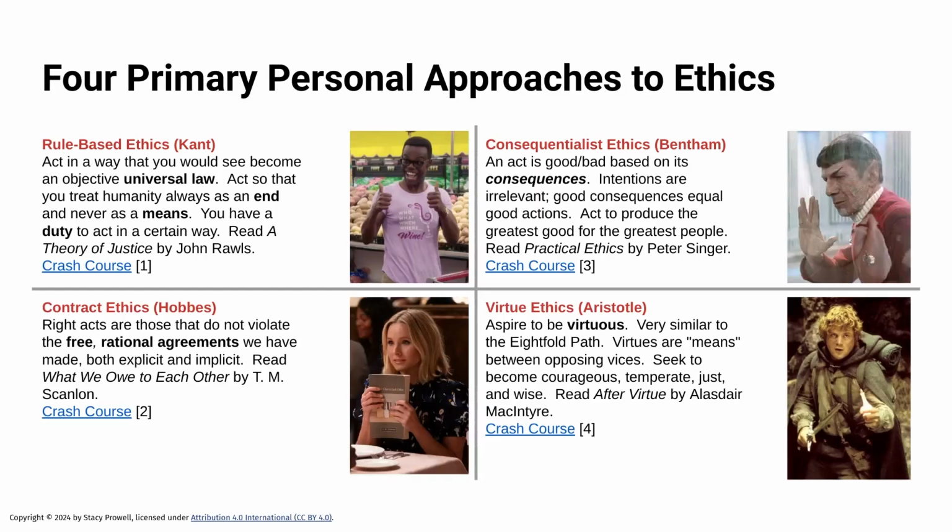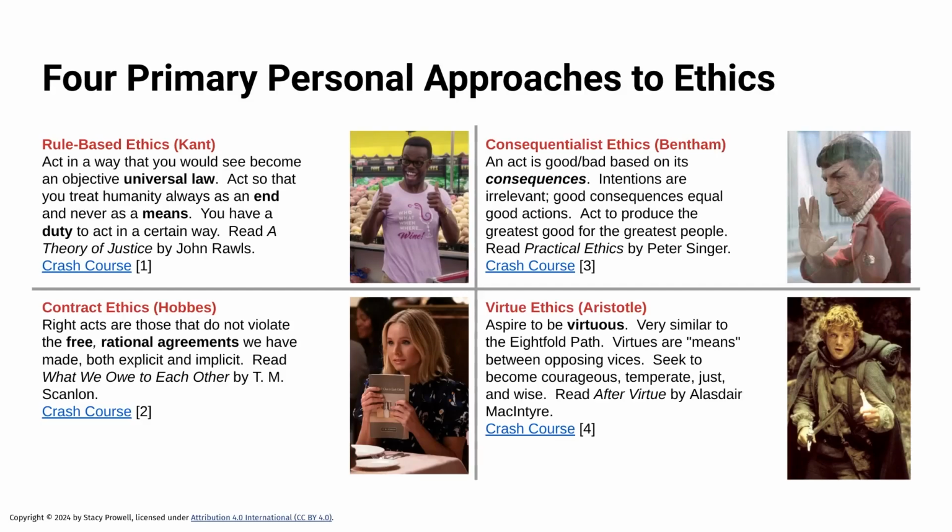So let's shift gears just a little bit, and let's talk about these 4 primary, there are others, but these are the 4 primary approaches to ethics that are dominant in the literature. Rule-based ethics comes from Kant. Act in a way that you would see become an objective, universal law. If you're going to do this, it should be okay for everyone to do it. Is that okay? Is that the world you want to live in? If it is, great. Then that's the kind of thing we should do. If it's not, then you don't do it.